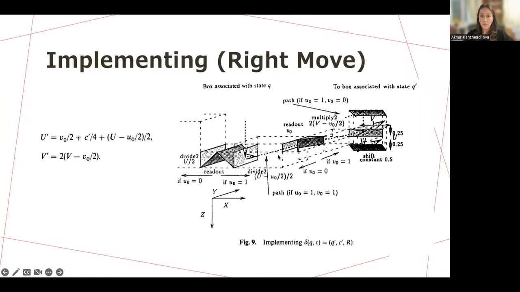And there is also the right move, which is similar to the left one, but here we should get these functions. This is the physical implementation of these functions. So we have the readout box. After this, we need the divide two box. Also, there will be the readout again, and after that, we should use the multiply two box to get these values.